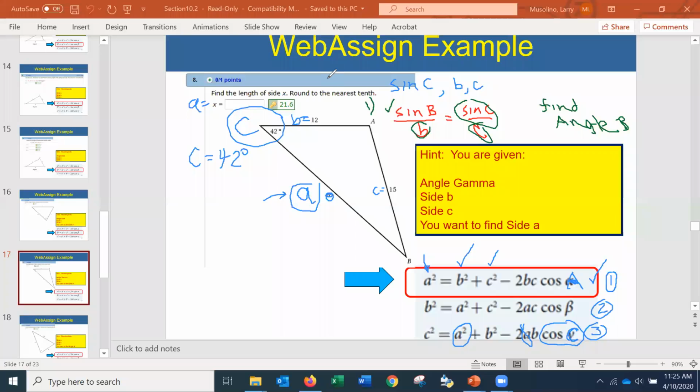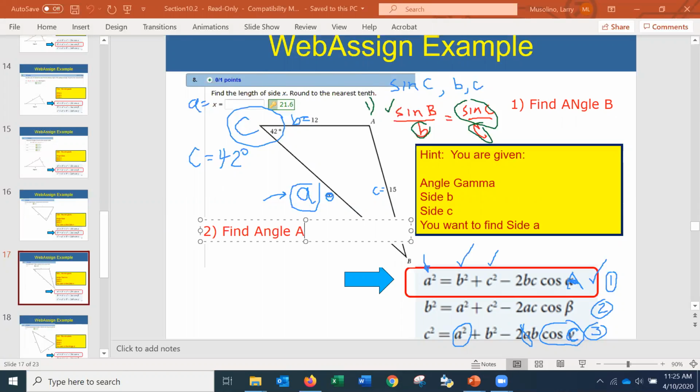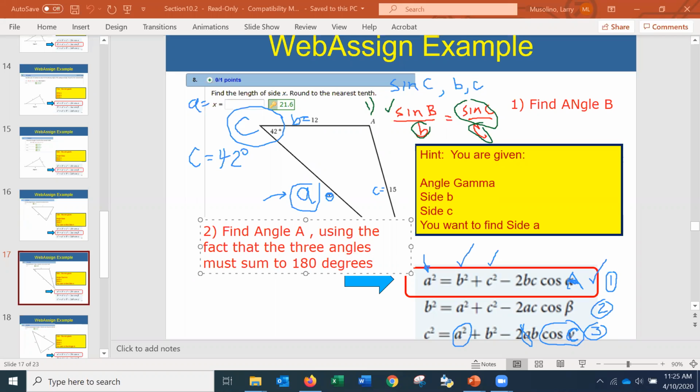Actually, I'm going to write this. My handwriting is so bad that it's going to be better if I just type it. So let me type it here. So step 1 is find angle B. But if I know angle B, I'll find angle A as step 2, using the fact that the 3 angles must sum to 180 degrees. Does that make sense?